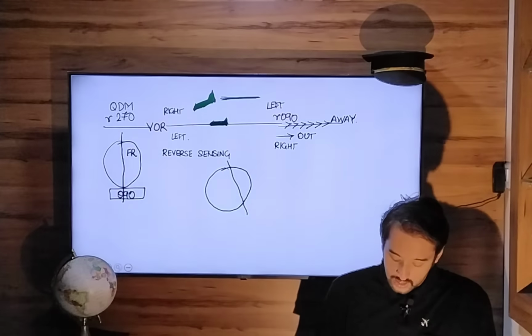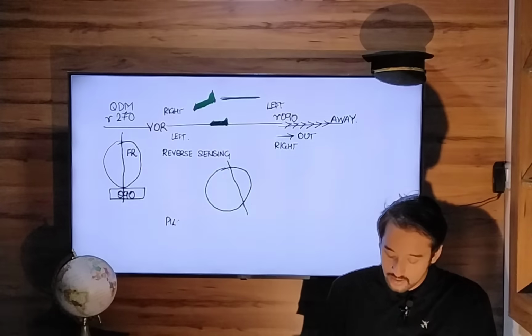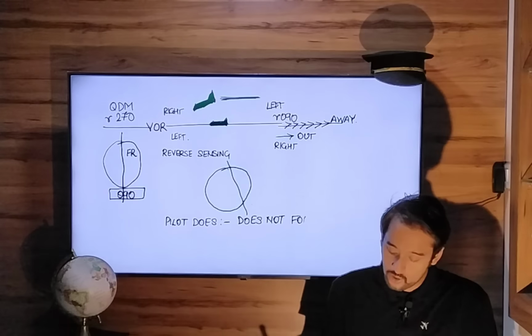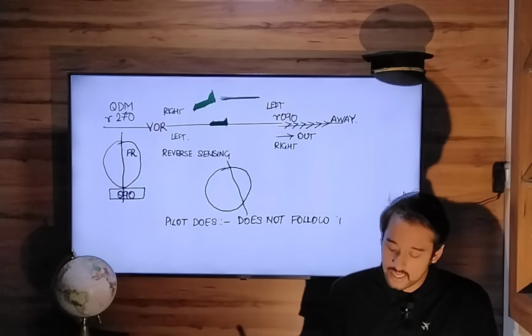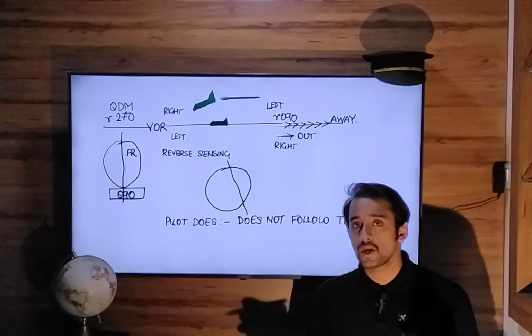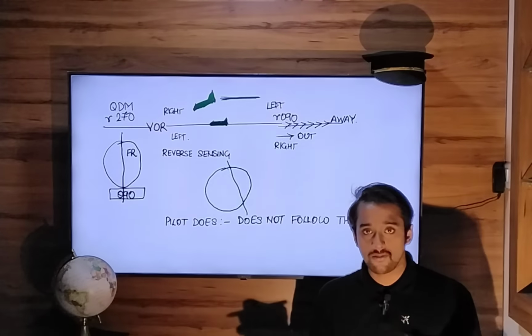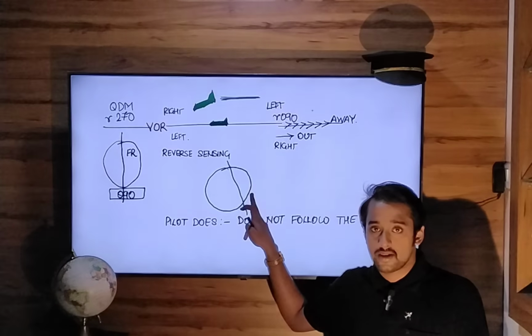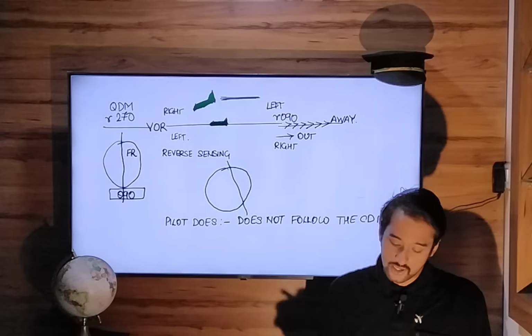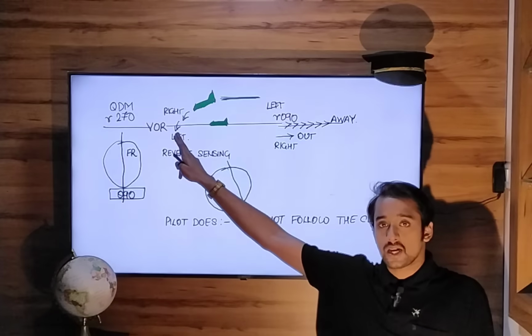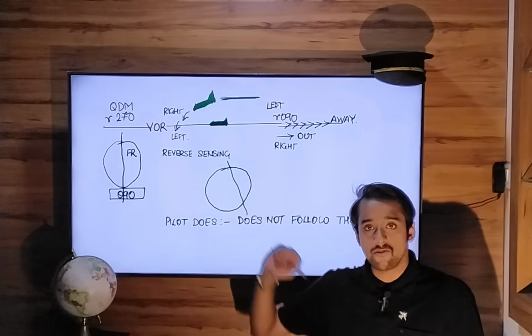Next, what will the pilot do? He does not follow the CDI needle. In case of reverse sensing, you don't have to follow the CDI needle. In case of normal sensing, you do what the CDI needle tells you to do, but in reverse sensing, you do the opposite of that. So the CDI needle has moved to the right hand side, and you do the opposite, which is left hand side. So you will turn your aircraft left and come back to radial 090, and after coming back to radial 090, you fly towards the VOR.